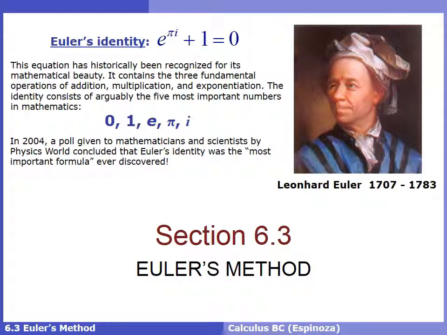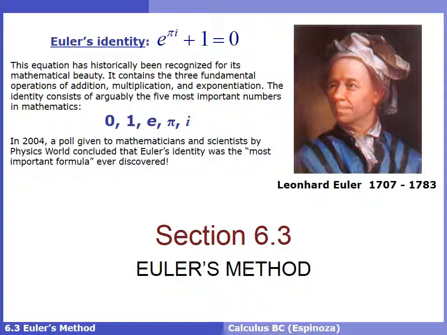In section 6.3, we're going to be taking a look at something called Euler's Method. And just as a little aside concerning this person who developed this method, Leonhard Euler, he also has something called Euler's Identity. And I think it's an interesting equation in the sense that you can see right here, it contains the three fundamental operations of addition, multiplication, and exponentiation.